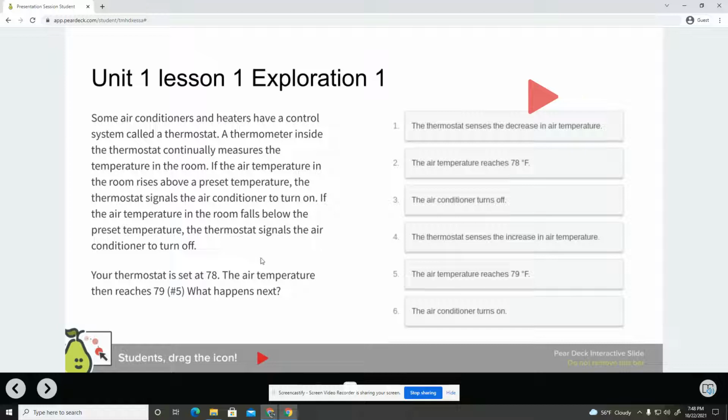So if your thermostat is set at 78, the air temperature reaches 79, which is number 5. What happens next? If you read these, you'll see that the air conditioner cannot turn on because the thermostat does not know that it is 79. So the thermostat has to sense the increase in temperature, which would be an example of input feedback from the system. And then the air conditioner turns on, which would be an example of output.